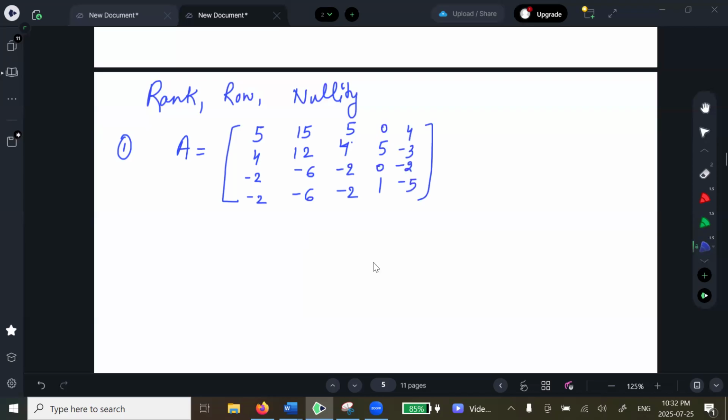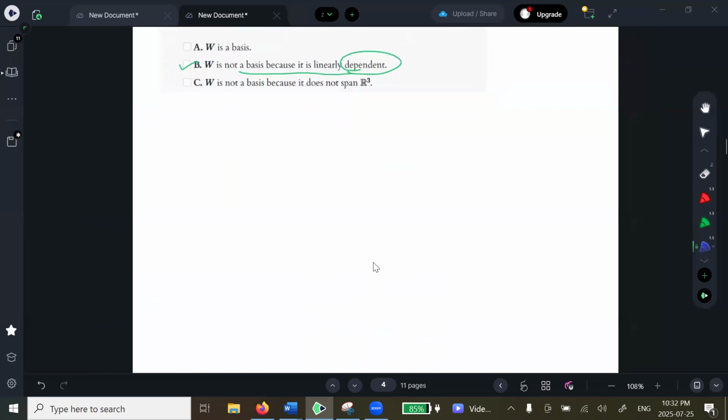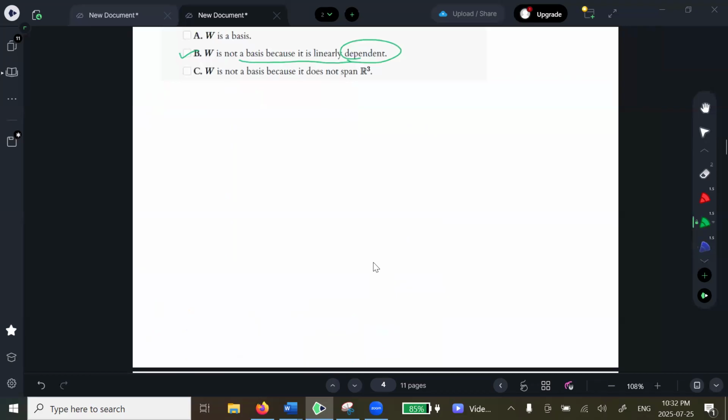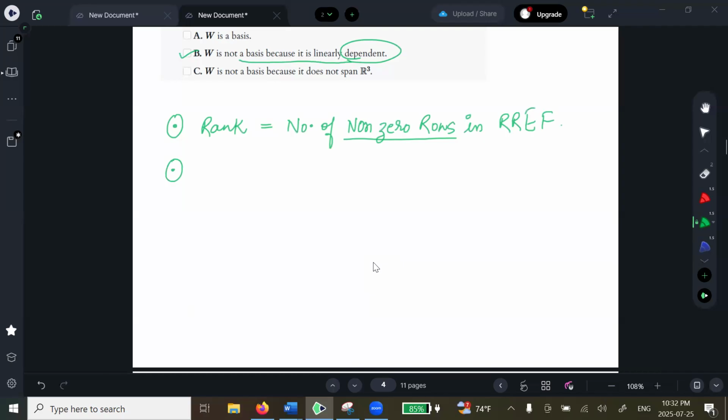Now let me just quickly recap. I know it will be a lot easier once I solve a problem, but keep these definitions in the back of your mind. What is rank? Rank is a number. It is basically the number of non-zero rows in the RREF form. Okay? Everybody clear with what is a non-zero row? We'll discuss this in a minute. It's a number of non-zero rows.